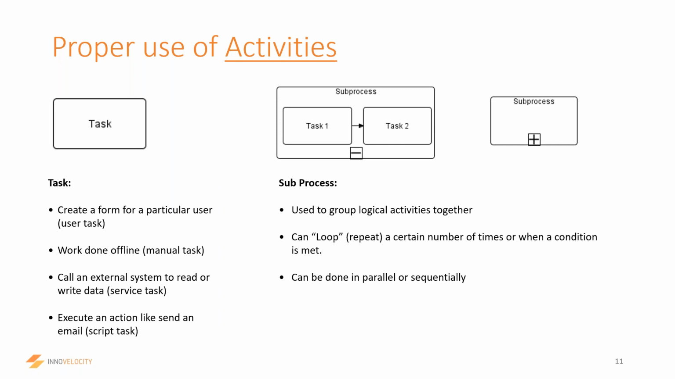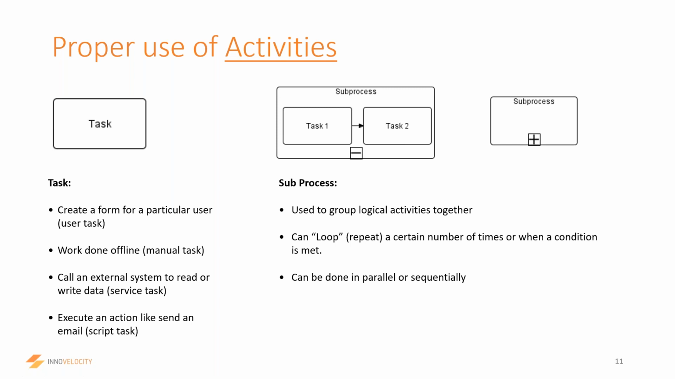It could be a call to an external system to read or write data. We call those service tasks. Or it could be executing an action, something like sending an email or running a calculation or checking a rule. We would call that a script task. In addition to regular tasks, you can also group things together into a sub-process if they're logically something that can be grouped together.